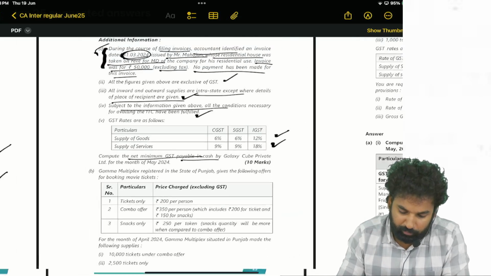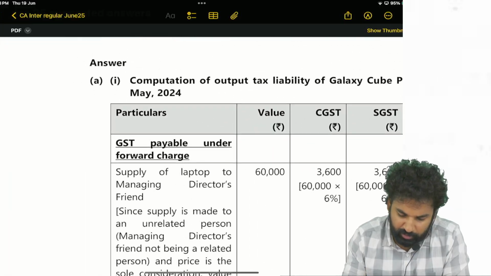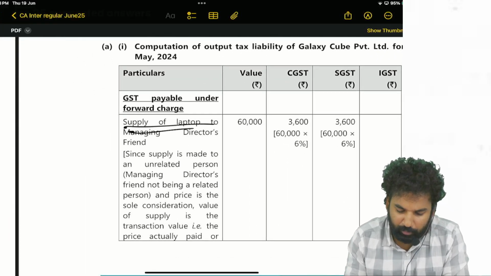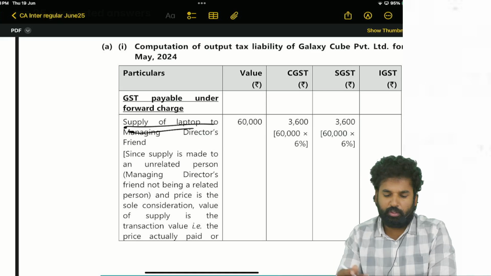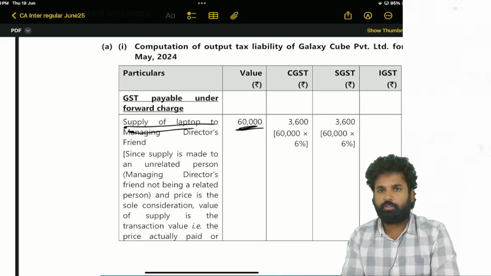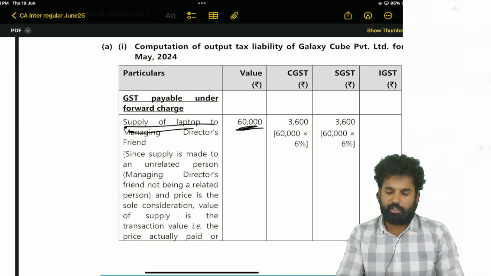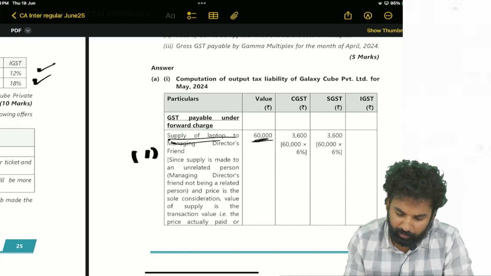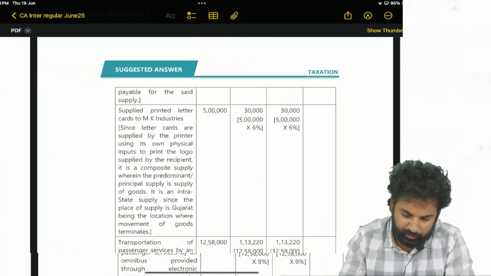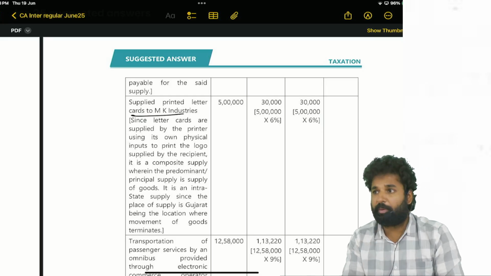Okay, right, from each transaction to transaction we'll see here. First case, GST payable under forward charge. Laptop is there, no? Laptop, it is a supply, 60,000 value. So 60,000 only, no other value. So price is the sole consideration, and the transaction made between unrelated persons, then transaction value. So CGST, SGST. Okay, this will come for the first transaction. Okay, next second transaction, you see what is that? Printed letter cards to MK Industries. This is supply of goods or supply of service?